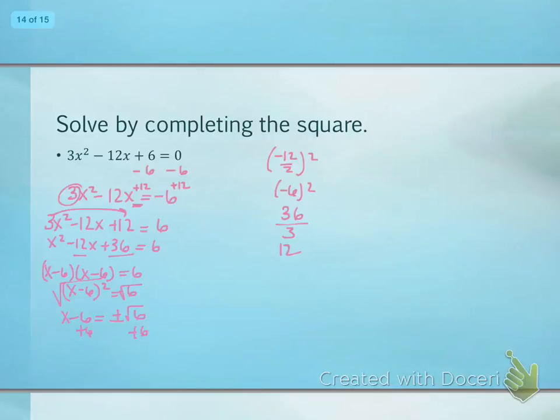We add 6 to both sides. So x is equal to plus or minus the square root of 6 plus 6. So if I wanted to write it with the separates, we could do a positive square root of 6 plus 6, and then we could do the negative square root of 6.